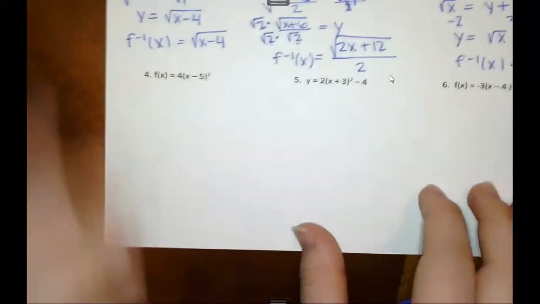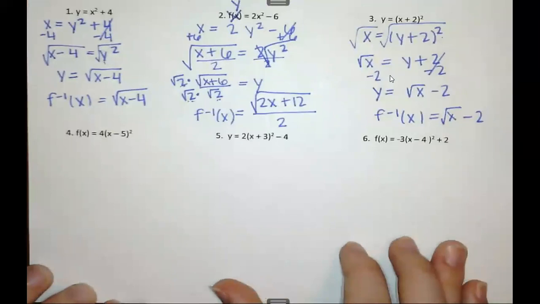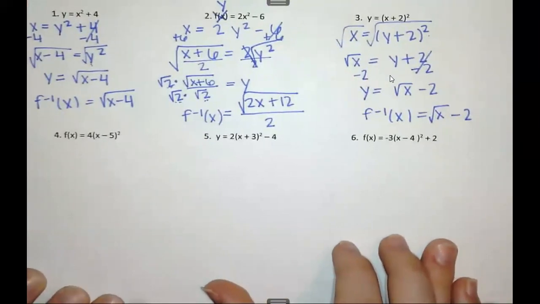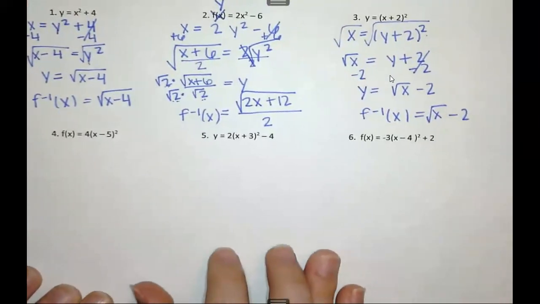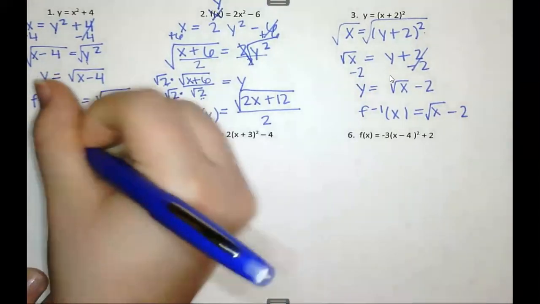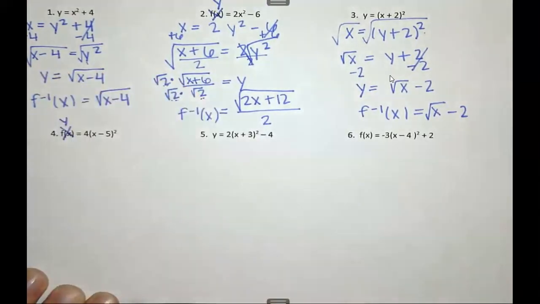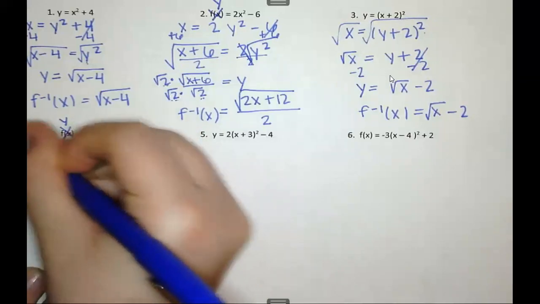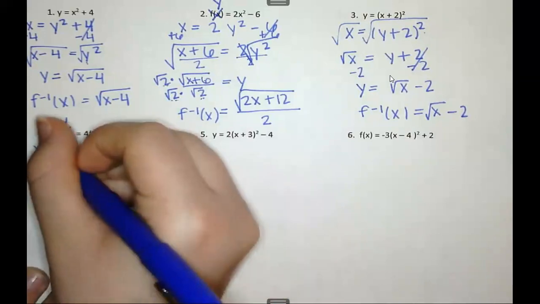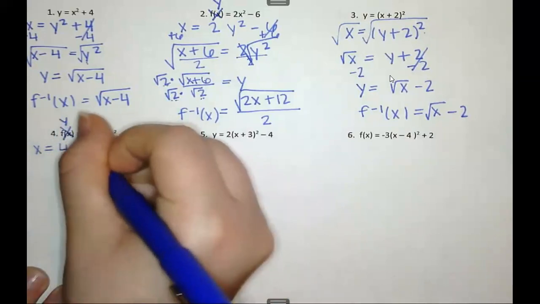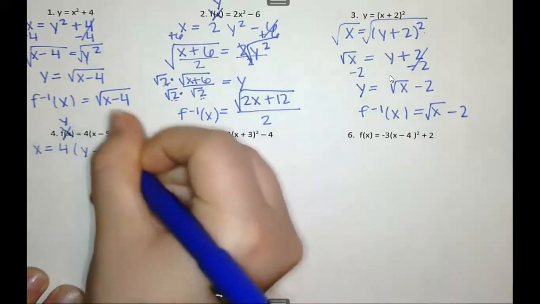All right. Number 4. So this one does have f of x. I'm going to change that to a y. And then I'm supposed to swap x and y. So now I'm going to have x equals 4 times y minus 5 squared.